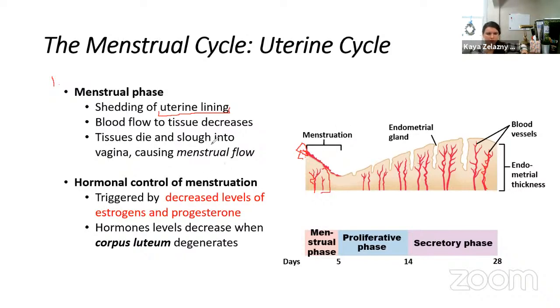Ultimately, the trigger that creates menstruation at the very beginning of the cycle is a decrease in levels of estrogens and progesterone. Just like ovulation was created by a spike of LH, a surge of LH equals ovulation, we're going to see that a decrease in estrogen and progesterone, not as dramatic, but a decrease, is going to trigger menstruation and cause this cycle to repeat.